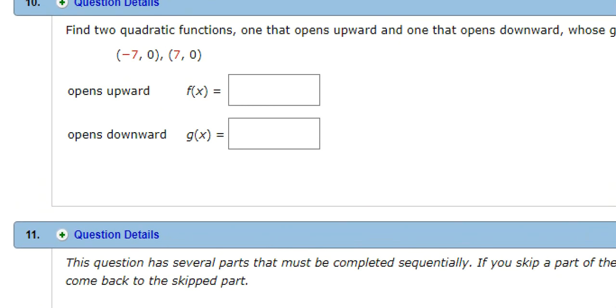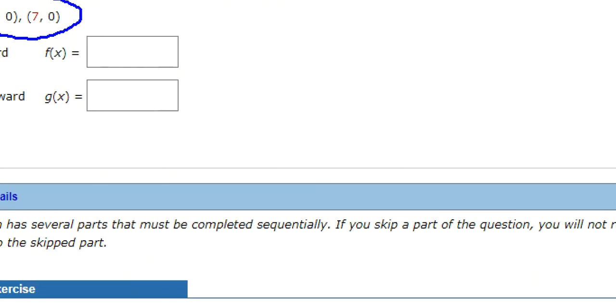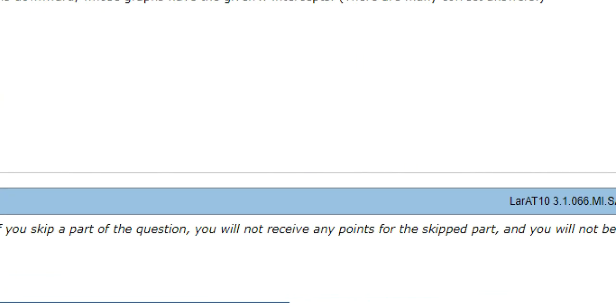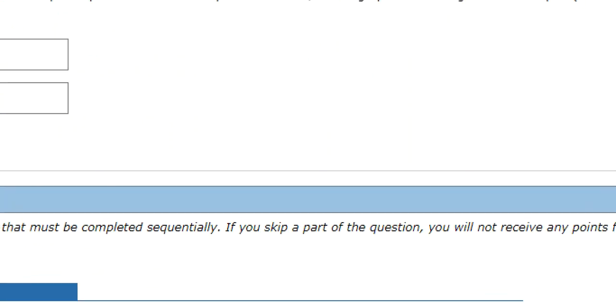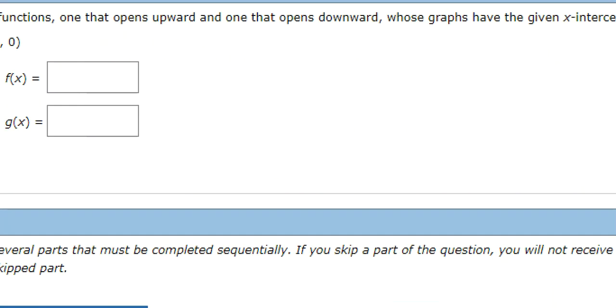Okay, I have another favorite question. So here, you need to find two quadratic functions. One that opens upward, the other one opens downward. And now you are given these two x-intercepts, okay? The question also says there are actually many correct answers. So you just need to answer one, basically.